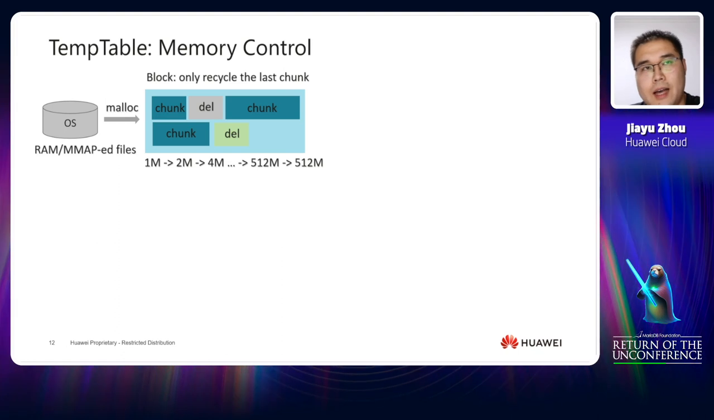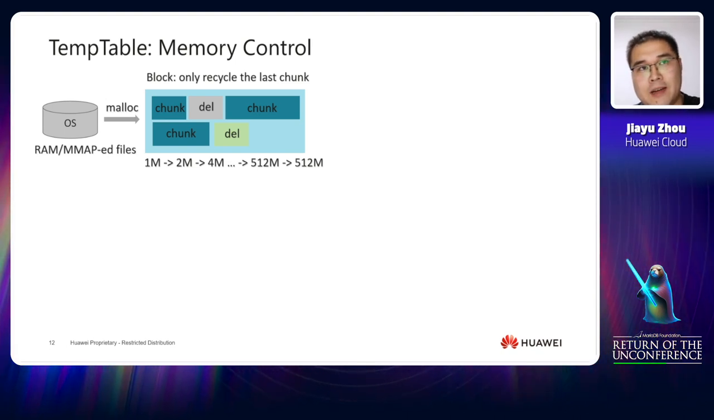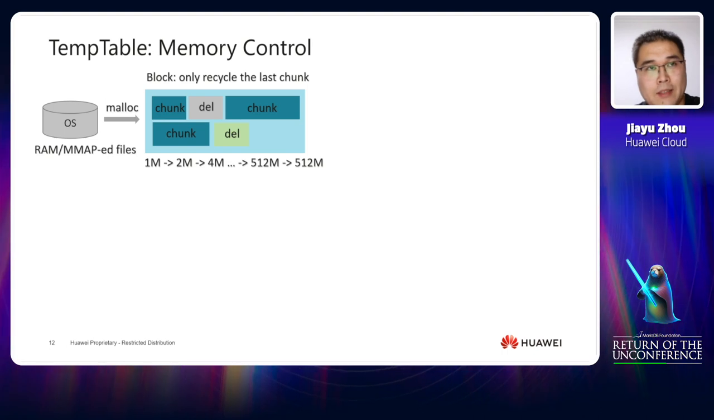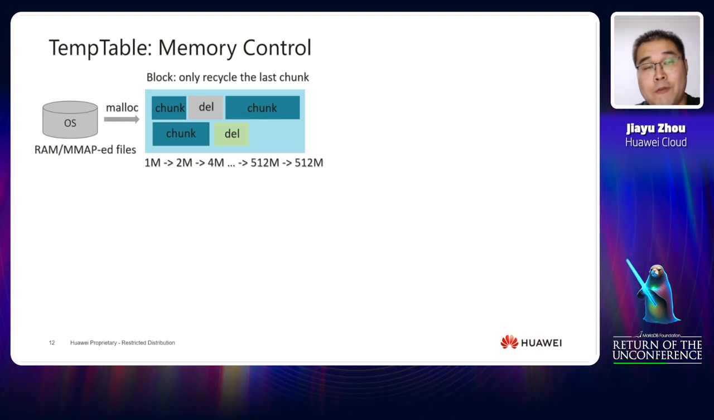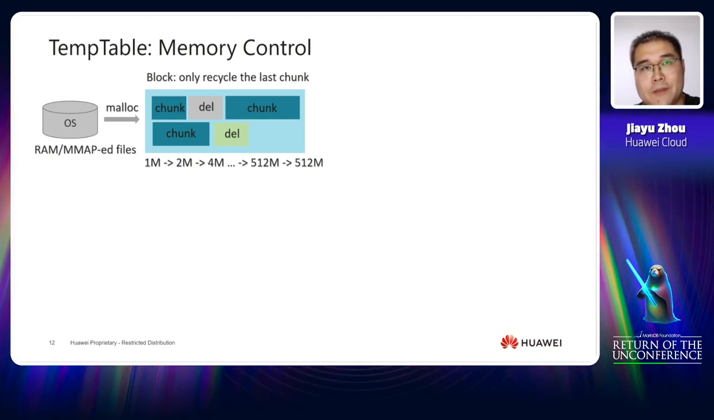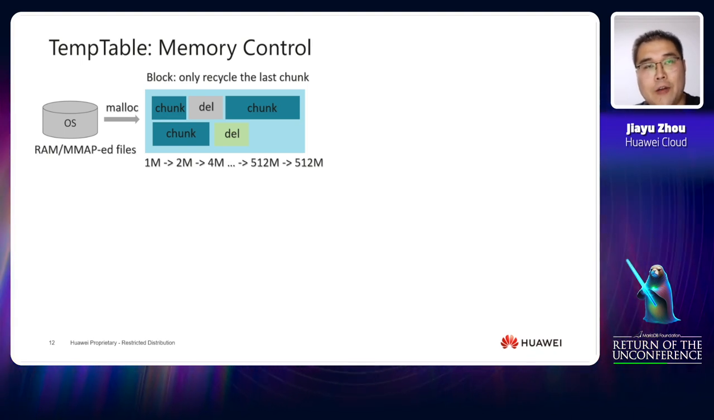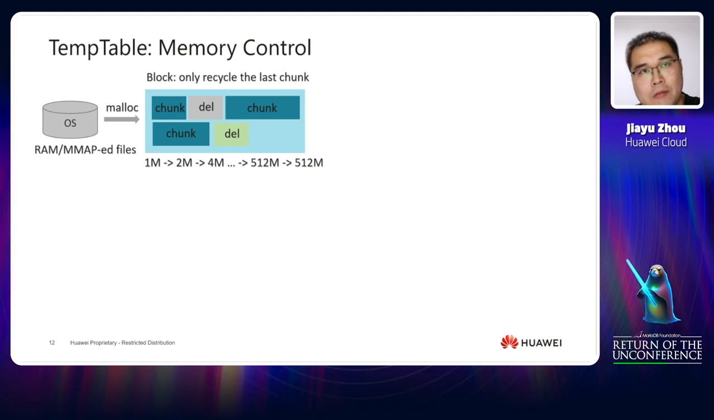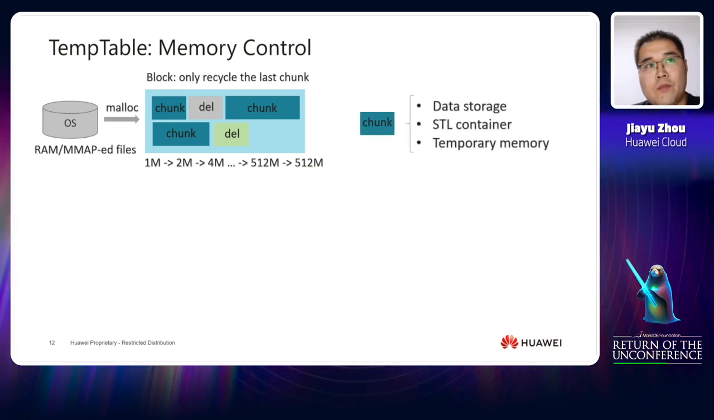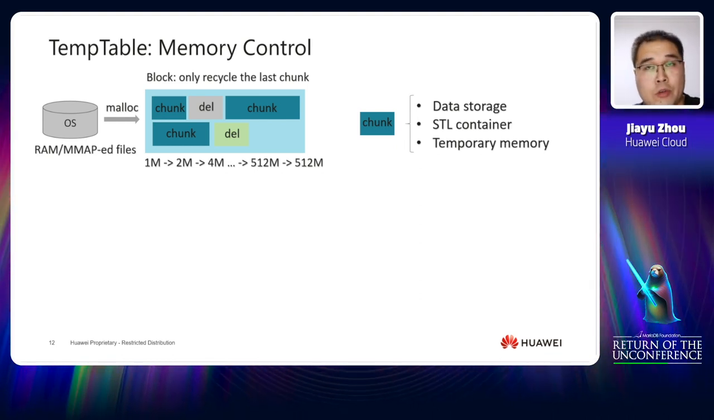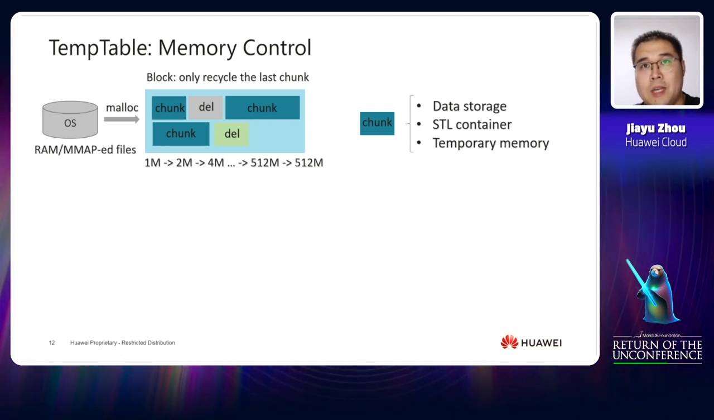And it does not allocate the same size block each time. For example, the first time it will allocate a 1 megabyte memory block, but if it's not enough, it will allocate 2 megabytes and 4 megabytes, and the next time 8 megabytes, and at last it will allocate 512 megabytes at most. And the blocks are used everywhere in timetable, not only for data storage, but also for STL containers and some temporary memory.